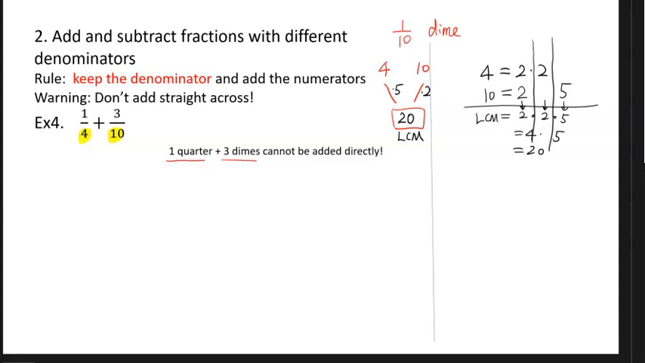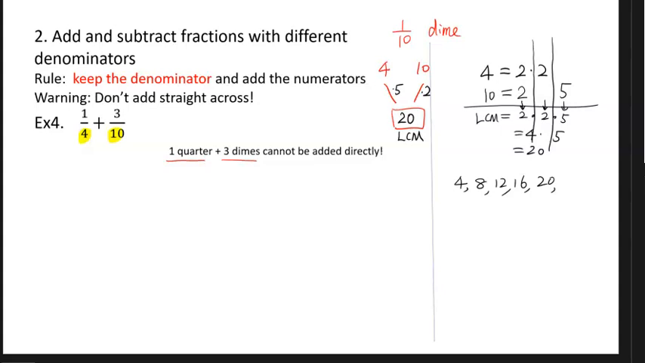The other way is you can make a list. So you can list all the multiples of 4. So 4 times 1 is 4, 4 times 2 is 8, 4 times 3 is 12, 4 times 4 is 16, 4 times 5 is 20. And the problem with this method is you may not know when you should stop.